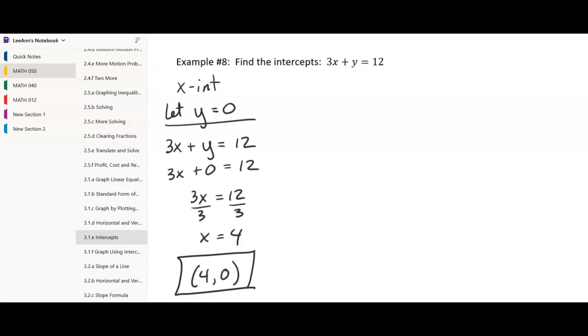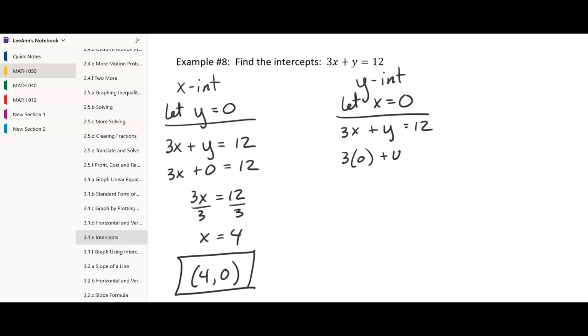All right. Now we have to find the y-intercept. So for the y-intercept, we're going to let x equal 0. So it's the old switcheroo. If you're trying to find the x-intercept, you let y equal 0. If you're trying to find the y-intercept, you let x equal 0. So you get the same equation, 3x + y = 12. But this time we're going to put a 0 in for x. And 3 times 0 is just 0, so you get y = 12. So the y-intercept is going to be 0, 12.